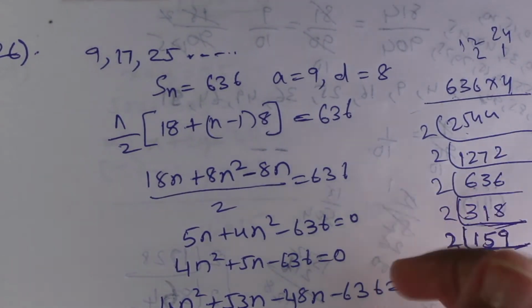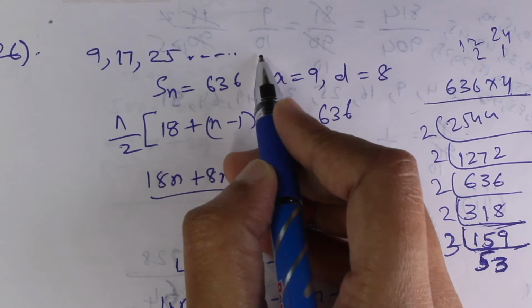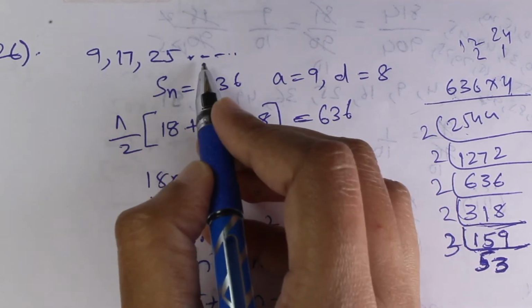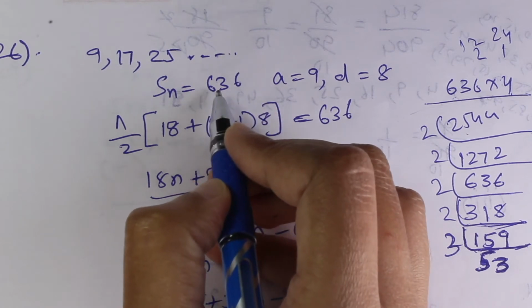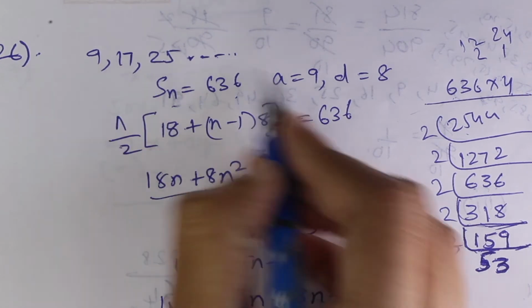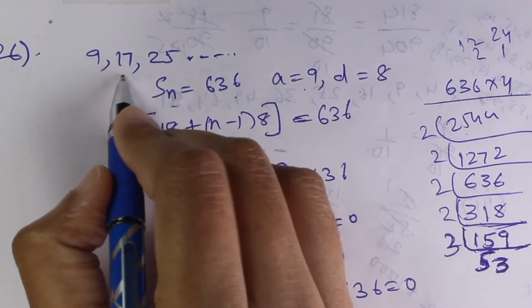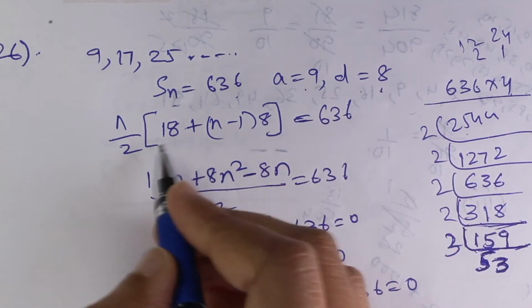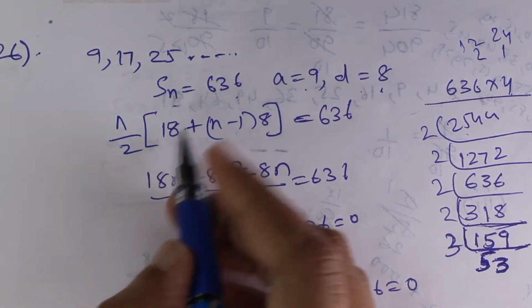So he has given an arithmetic progression 9, 17, 25 and so on, and he is asking us to find out the number of terms that are to be taken to get a sum of 636. So Sn is equal to 636, the first term a is equal to 9, and the common difference d is equal to 17 minus 9, that is equal to 8.